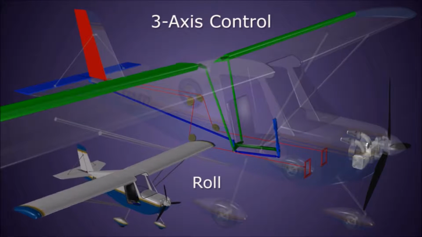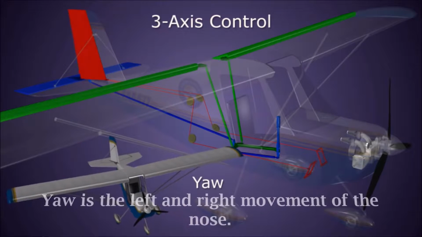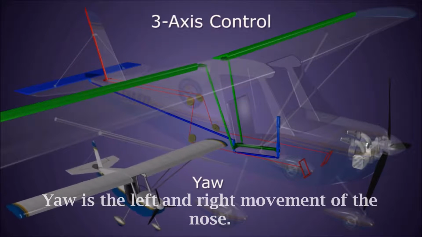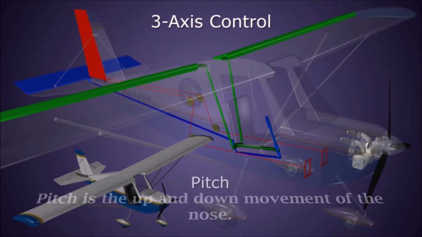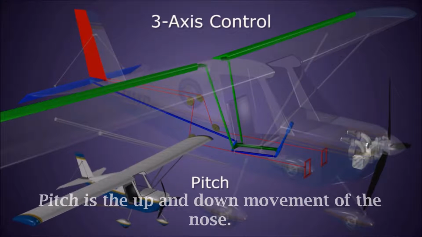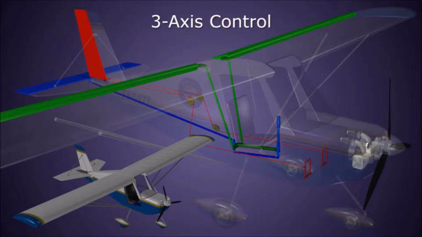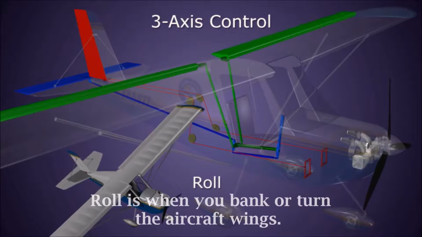Let's do the recap. Yaw is the left and right movement of the nose. Pitch is the up and down movement of the nose. Roll is when we bank or turn the aircraft's wings.